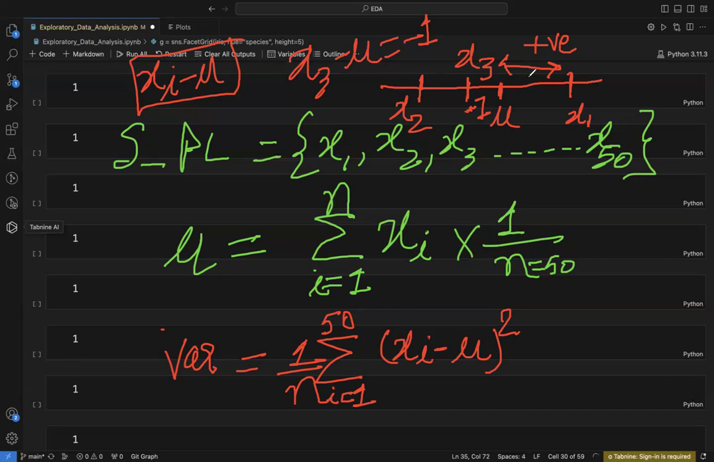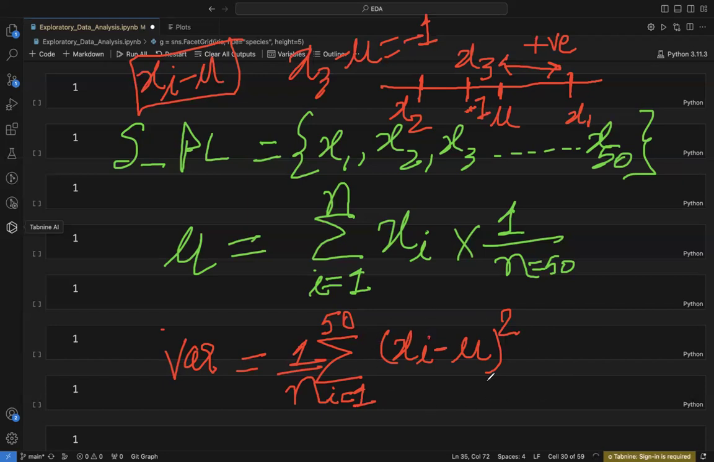We want to measure the distances, but it is coming out negative. That's why we are squaring it, so that all my numbers are positive. Now variance is defined as the summation, sigma, over each of the points when you subtract the mean and square it. So this is the formula for variance.